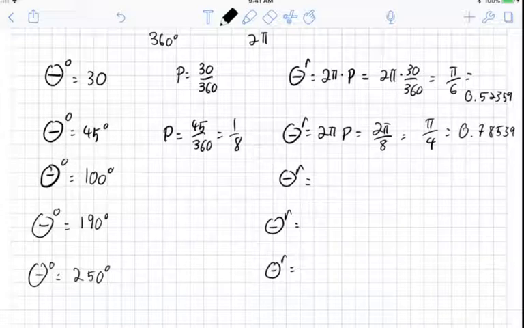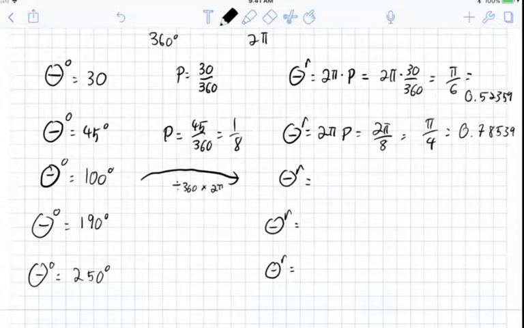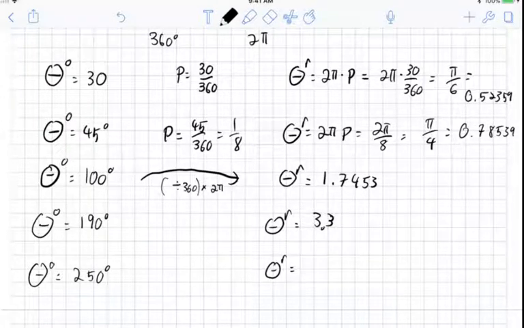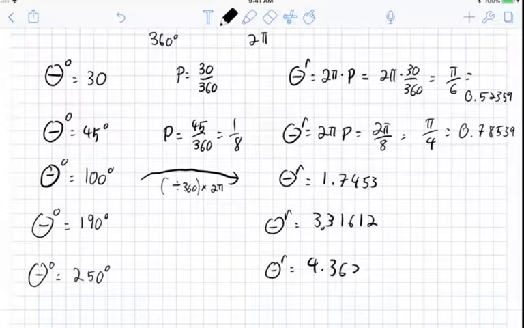Another way to think about this is this procedure: divide by 360, multiply by 2 pi. 100 divided by 360 times 2 times pi. 160 times 2 times pi. 1.7453. 3.31612. 4.36332.